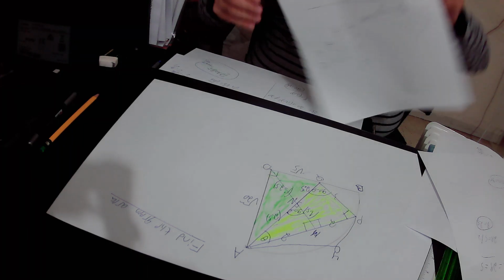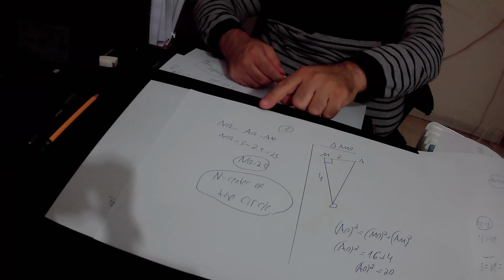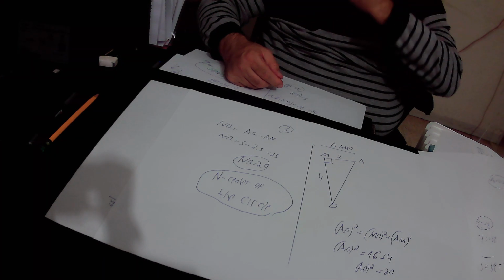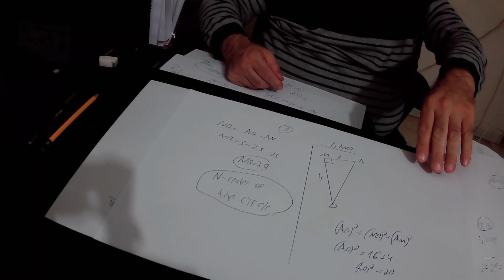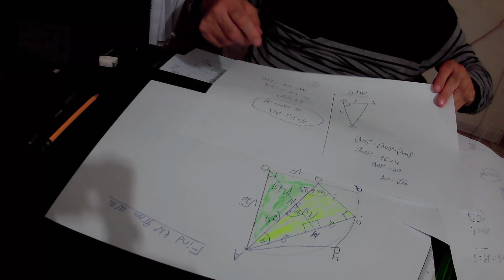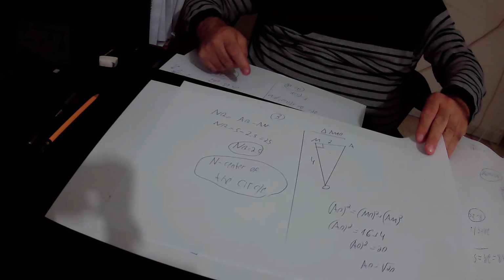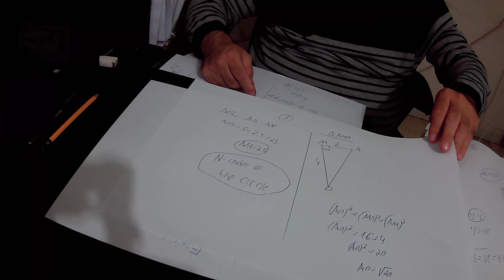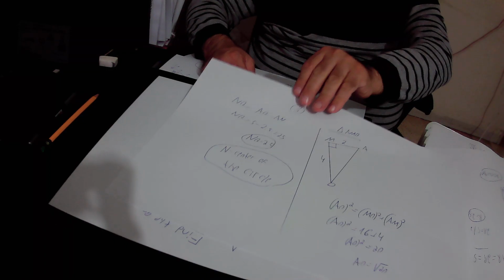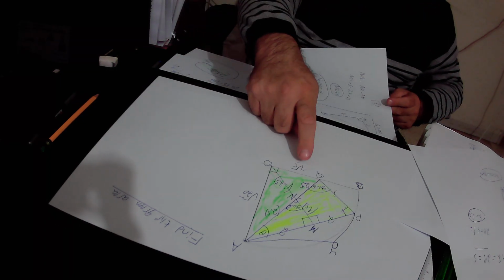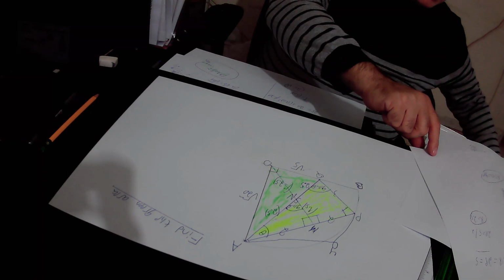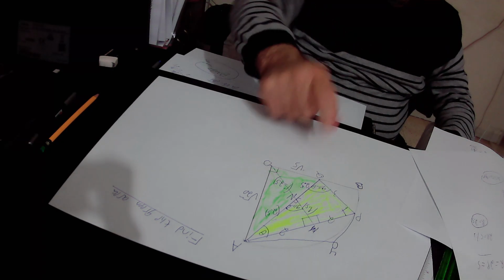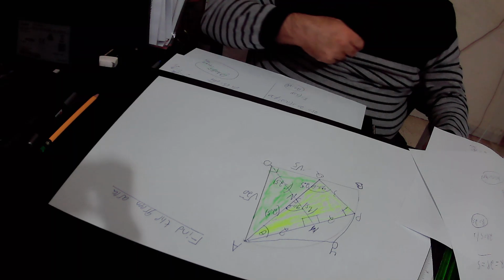NQ equals AQ minus AN. So NQ equals AQ, that is 5, minus AN, that is 2.5. AN is 2.5, so 5 minus 2.5 is 2.5. In conclusion, we found out that NQ equals 2.5 units.